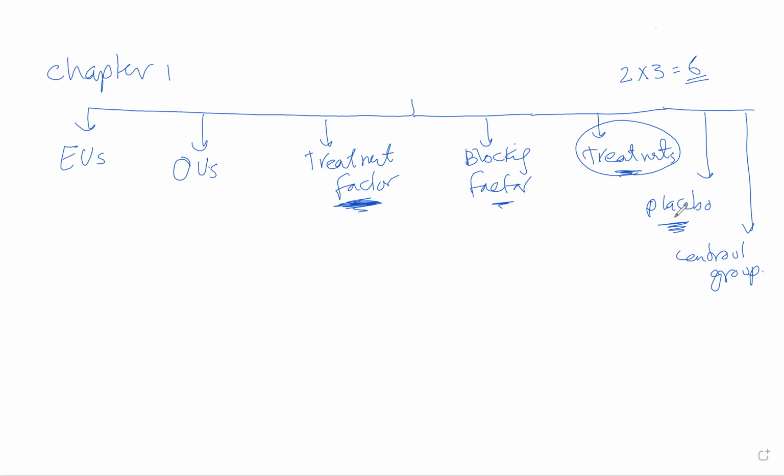So the placebo in medicine, actually, is always a fake treatment. And the people who receive the placebo are called the control group. I call them the control group because I want to compare the other groups to this group. So in chapter 1, we learned the meaning of these kinds of things. And we also learned something called fundamental principles.